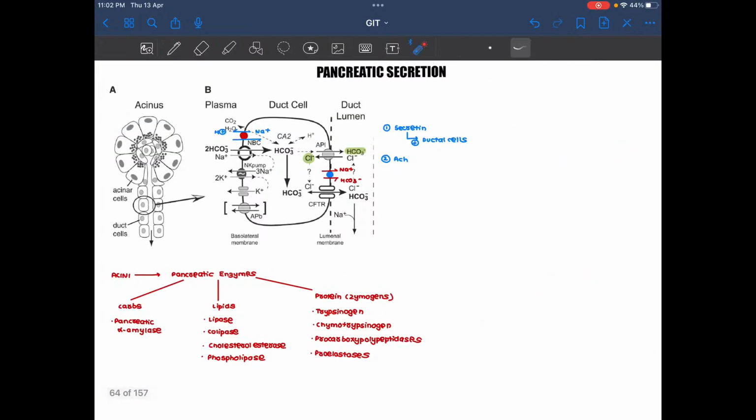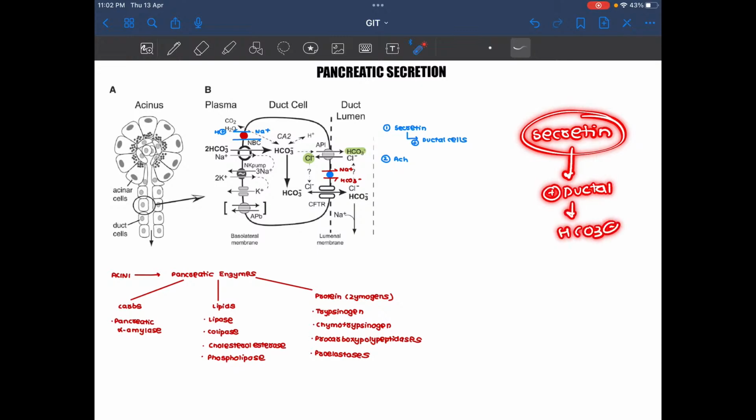Now we move on to your pancreatic secretions. We know we have the exocrine portion and the endocrine portion. We have already discussed the endocrine portion. We need to discuss the exocrine portion. In the exocrine portion, I want you to remember there are two main things, something known as secretin. What secretin does is it stimulates the ductal cells of the pancreas to release more bicarb. So this is what happens.